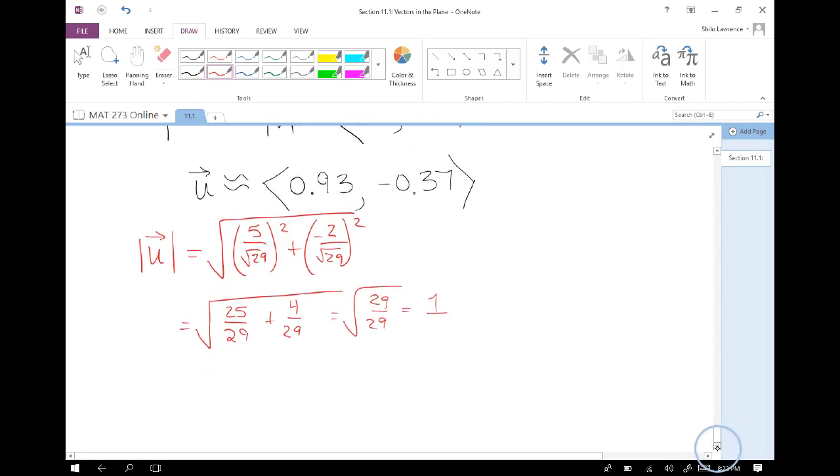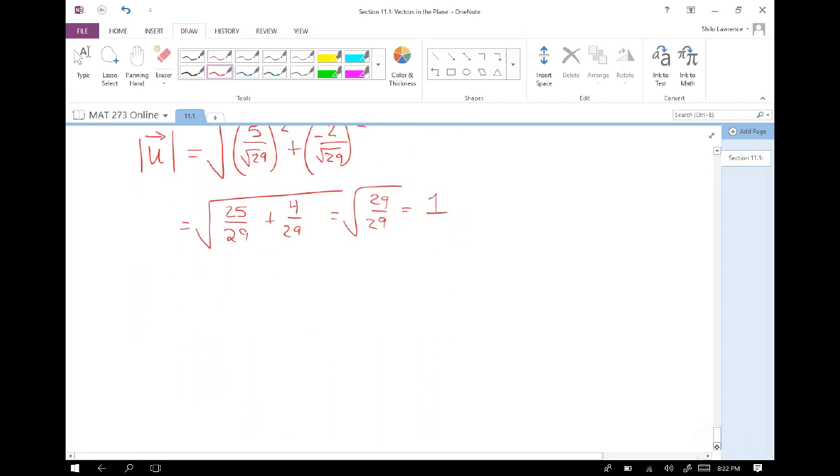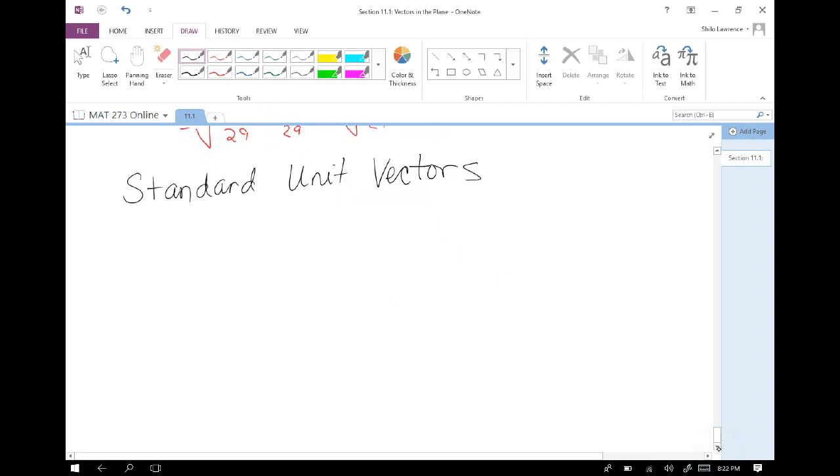There are two very special unit vectors, and these are called the standard unit vectors. Our standard unit vectors only have one component, or they only have magnitude in one direction. So we do have the word unit vector in here, so it's going to be a vector that's only 1 unit long. And standard, what makes these guys standard is that they only have one direction associated with them.